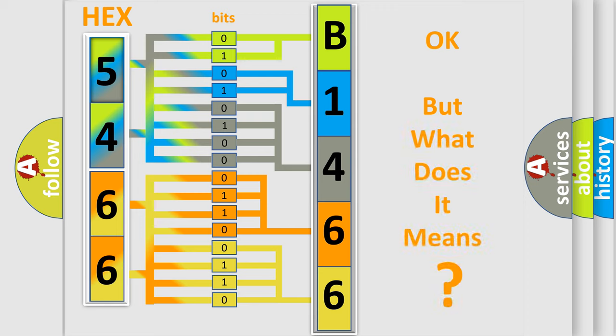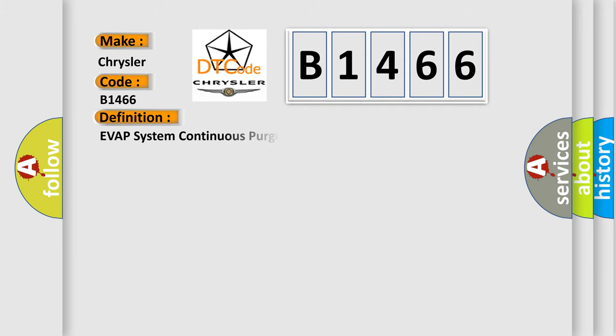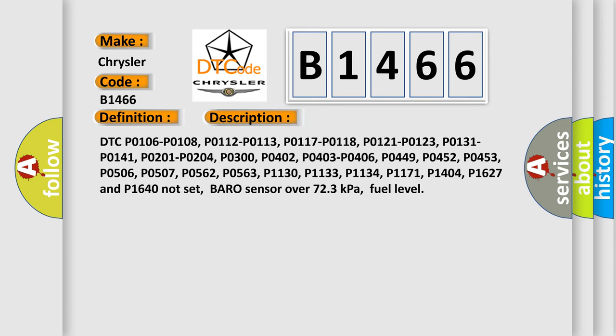The number itself does not make sense to us if we cannot assign information to what it actually expresses. So, what does the diagnostic trouble code B1466 interpret specifically for Chrysler car manufacturers? The basic definition is EVAP system continuous purge flow. And now this is a short description of this DTC code.